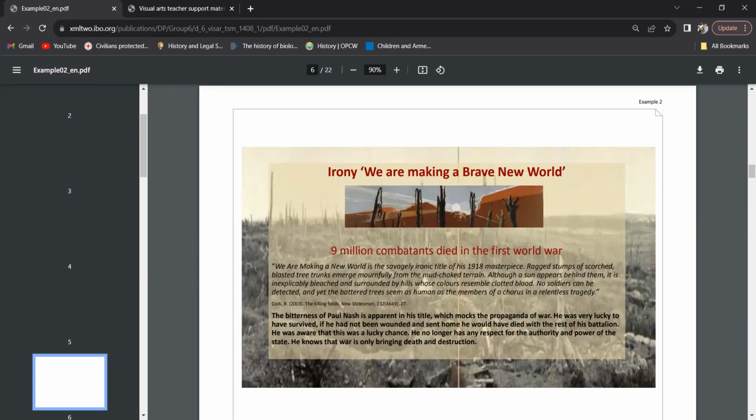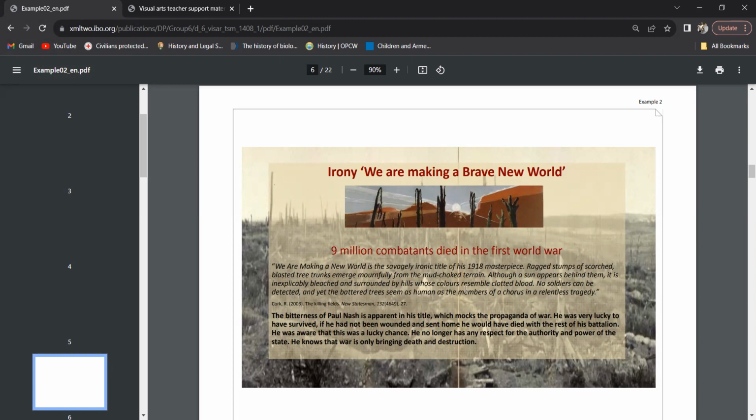We've got an analyzation, kind of a response by the student, about the "We are making a brave new world" statement, with 9 million combatants dying in the First World War. Very true. A lot of people have referred to the First World War as the war to end all wars. As you know, that obviously didn't happen. The bitterness of Paul Nash is apparent in his title, which you can see, the ragged stumps of sword. It's a very negative connotation, a negative description of what's going on.